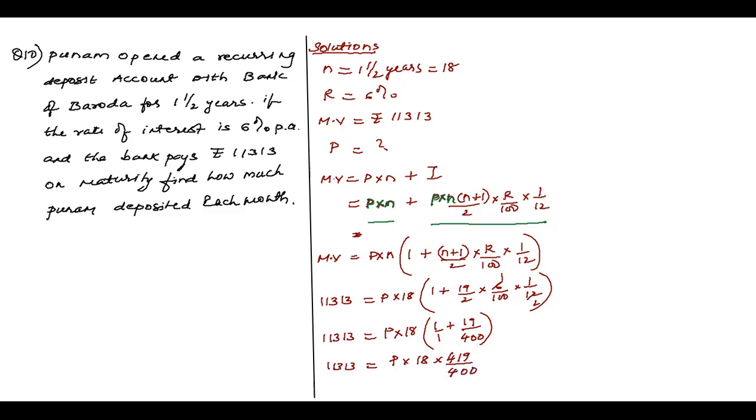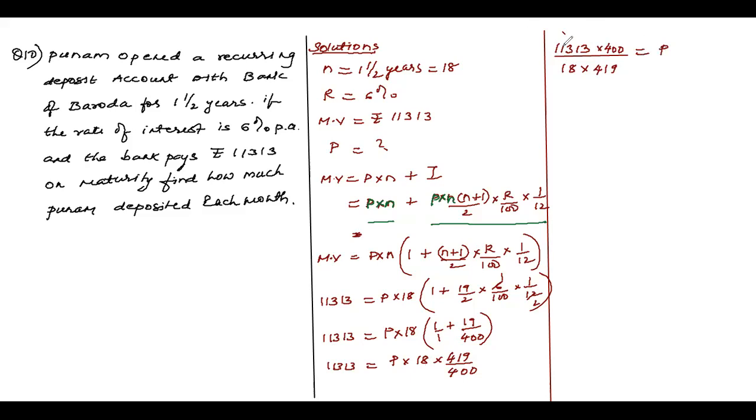Now you can see, children, what will happen here. You want the value of P. So what is multiplied with P? Upper will go down: 11,313, the whole thing divided by what is multiplied with P, 18 and 419. 18 into 419 will come down, and what is down will go up, 400 upper, is equal to P.